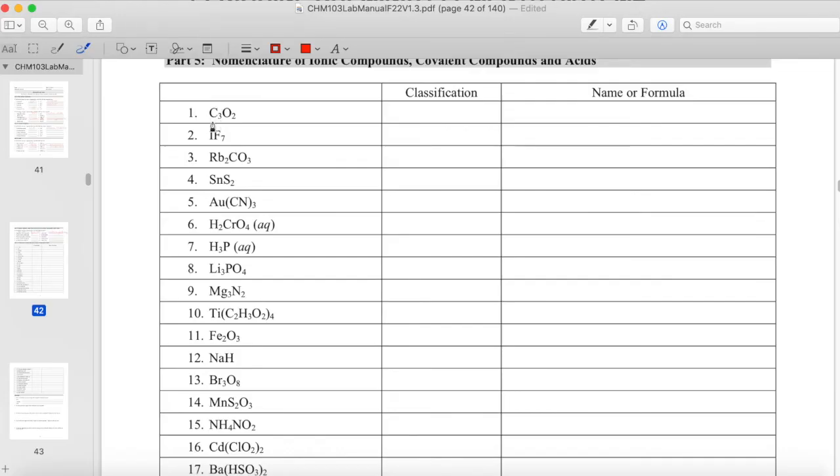So you look at this first example here, we have C and we have O. Well, C stands for carbon and O stands for oxygen. Both of those are non-metals. So immediately, I know that this is going to be a covalent compound. I don't know if you want to write out the full word covalent. I think you could probably abbreviate this if you want and just write, cov or something like that.